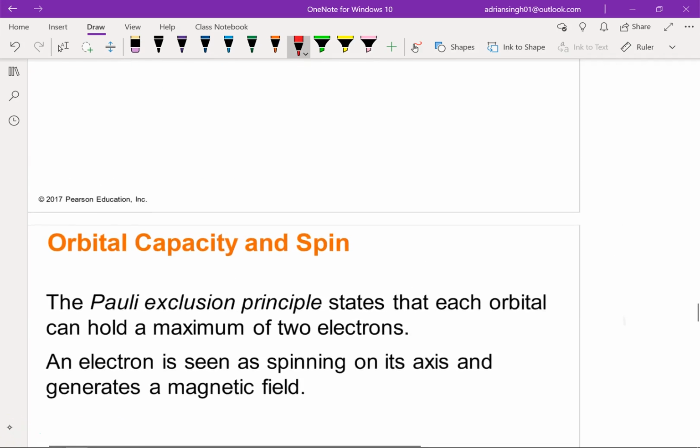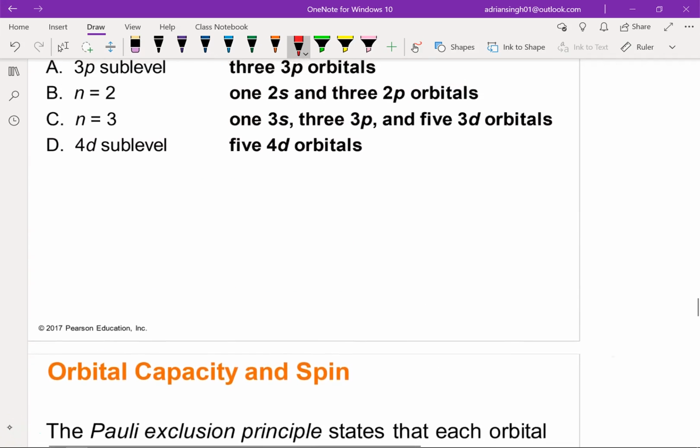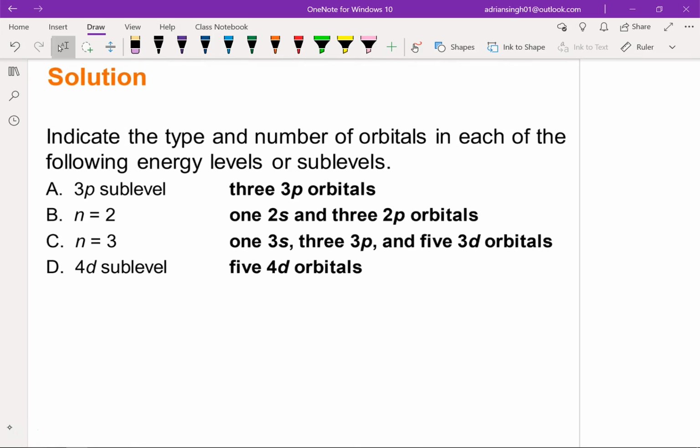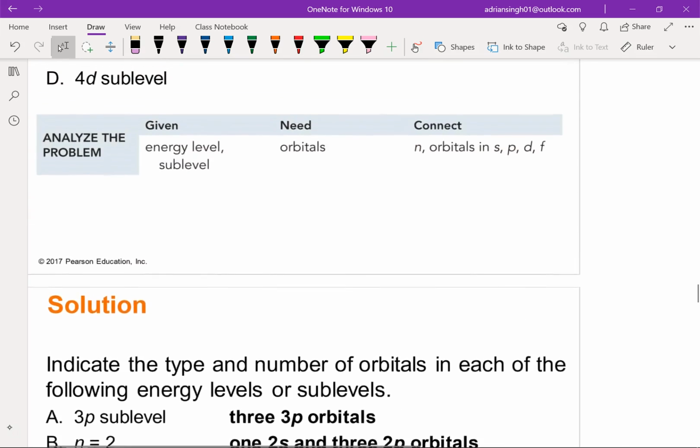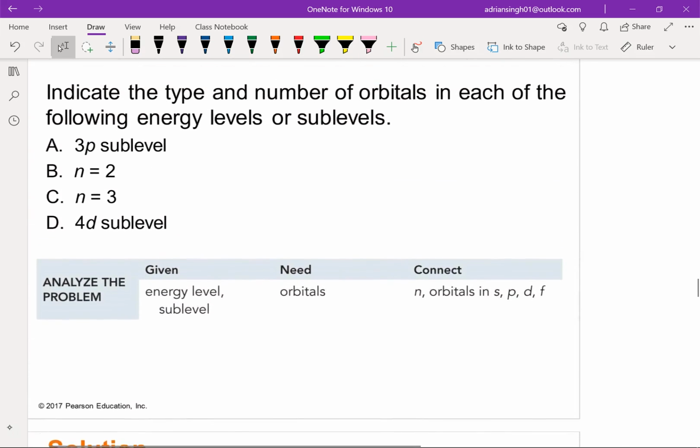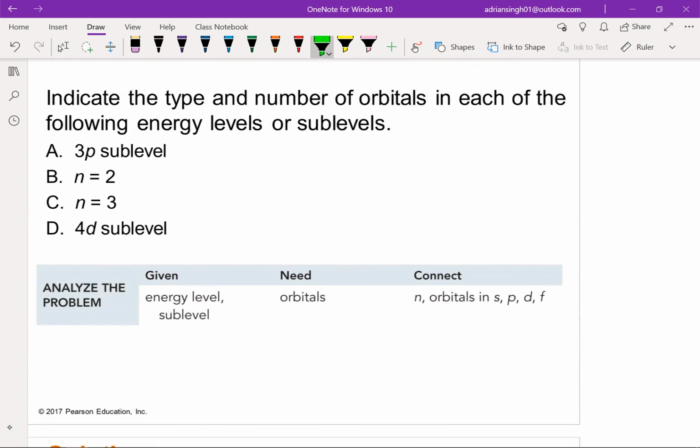Okay, so we've talked about several different terms, and I do understand that they can be a little confusing, so you may have to revisit the video a couple of times, but definitely make sure that you read through the textbook as well. So let's recap a little bit of where we just went. We'll do a couple of these practice problems here. It says indicate the type and number of orbitals in each of the following energy levels or sublevels, and we'll do C and we'll do D.